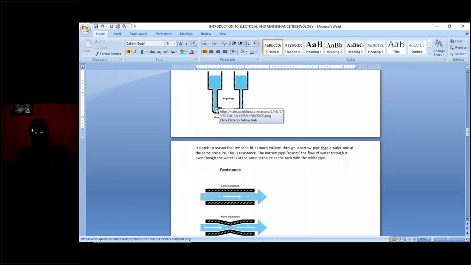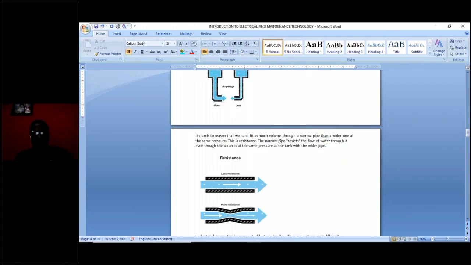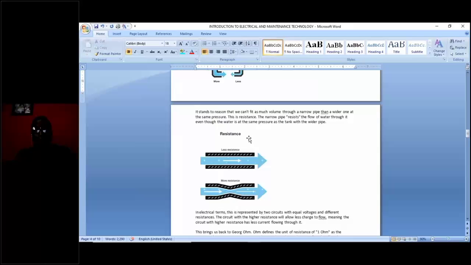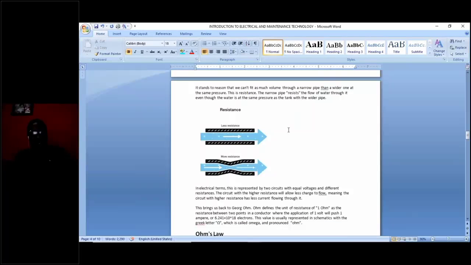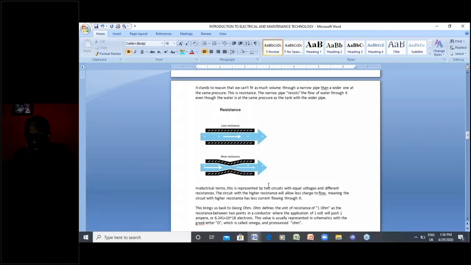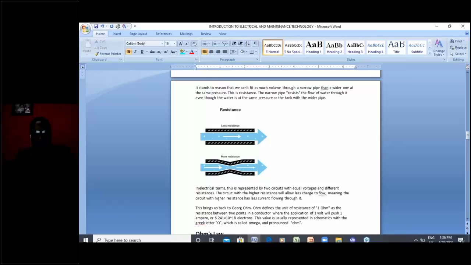And that is resistance, because the narrower the pipe, the more the resistance, but the wider the pipe, the lesser the resistance. That means the narrow pipe resists the flow of water through it, even though the water is at the same pressure as the tank with the wider pipe. You understand? Let's look at this pictorial analogy of what we are talking about.